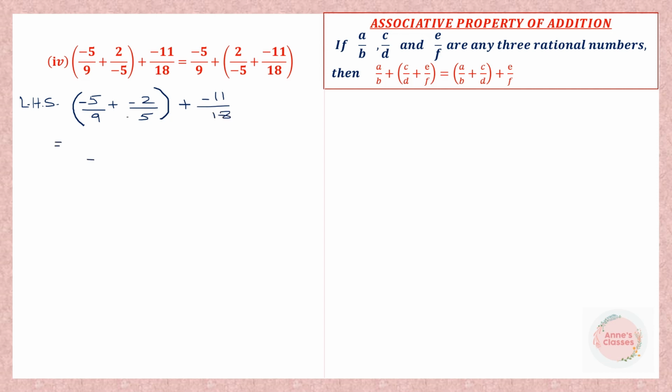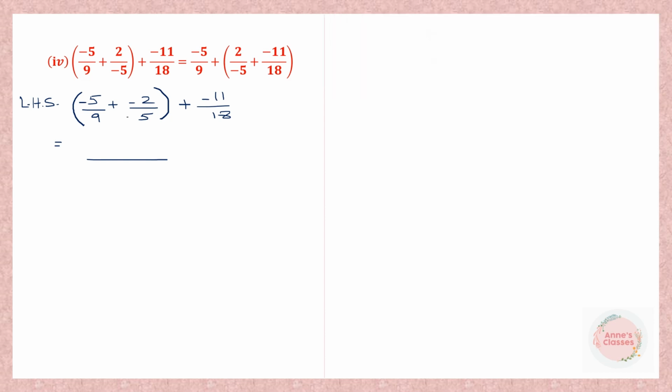So here now we have to find the LCM of 9 and 5. So let's do that. To find the LCM of 9 and 5, let's begin with 3 or 5. We can begin with 3. 3 3s are 9. Bring down 5 as it is. Continue with 3. 3 1s are 3.